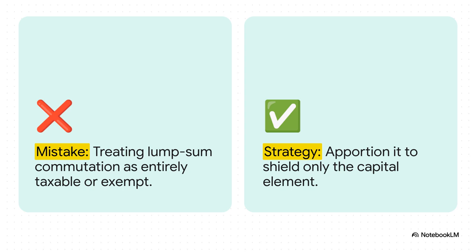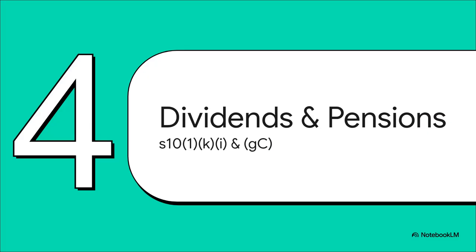When an annuitant cashes out early for a lump sum, which we call a commutation, students tend to panic. They treat the whole lump sum as either entirely taxable or entirely exempt. Actually, scratch that, neither is correct. You have to apply the math to isolate and exempt only the specific capital element of that commuted lump sum. Everything else gets taxed.